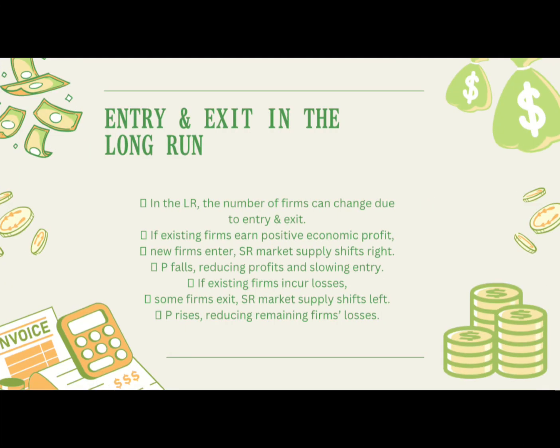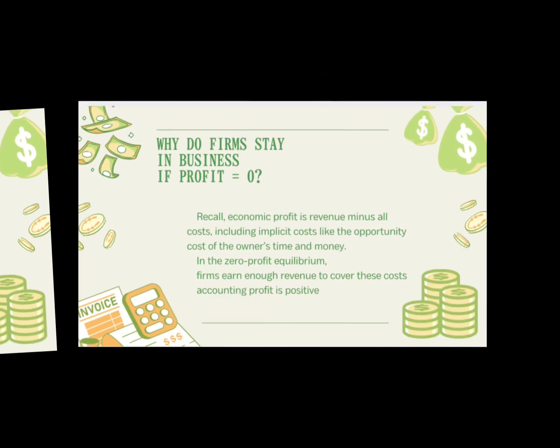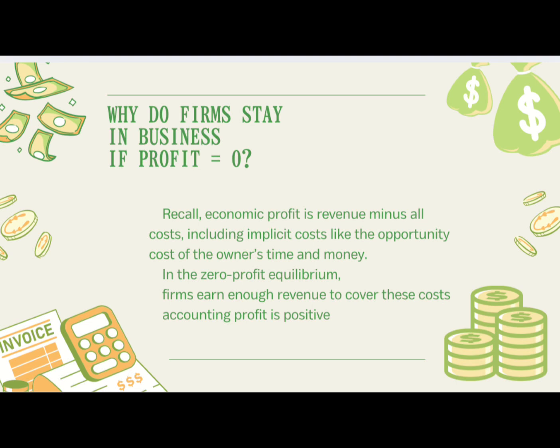In the long run, economic profits attract new firms. Entry increases supply, pushing price down until profits vanish. If firms are losing money, some exit, reducing supply and raising price. This adjustment continues until the market reaches long-run equilibrium at zero economic profit. Zero economic profit includes opportunity costs. Owners are still compensated for their time and resources, so firms remain in business even when economic profits are zero.